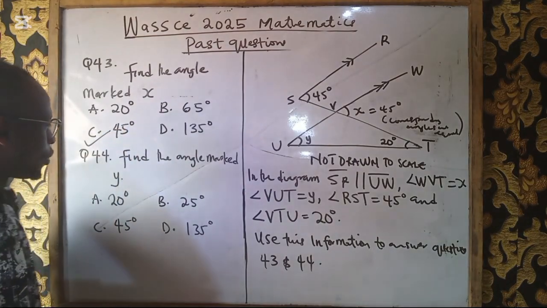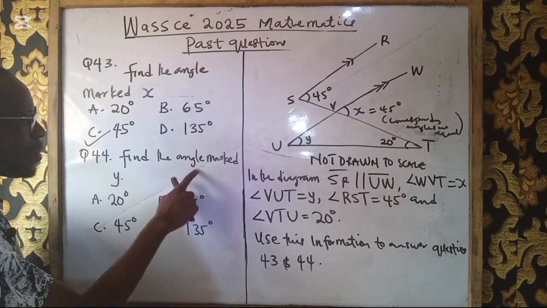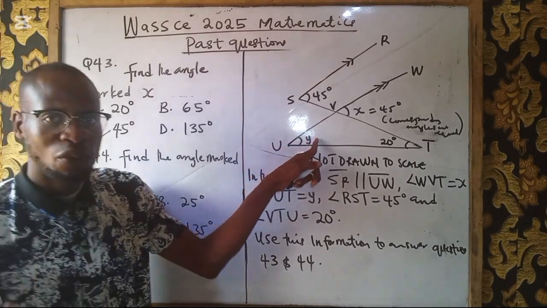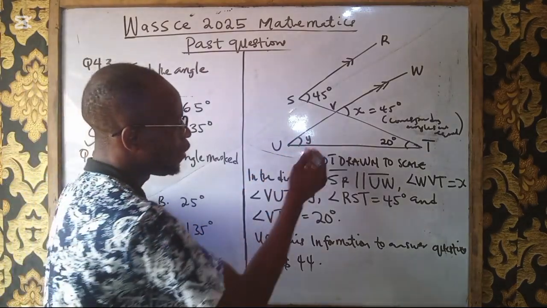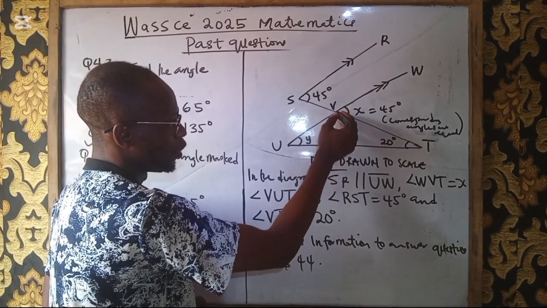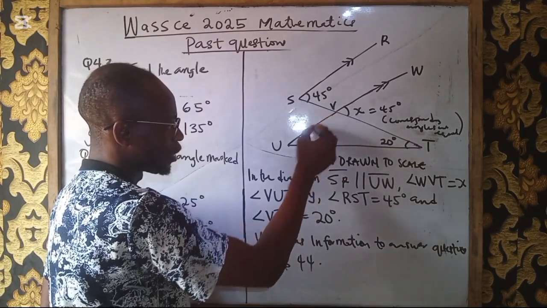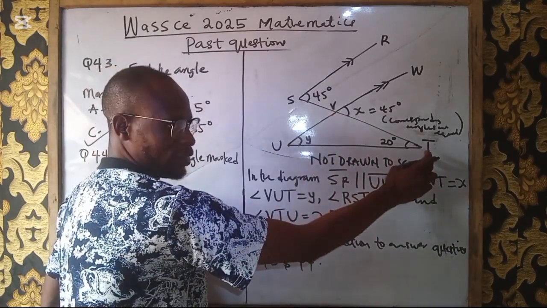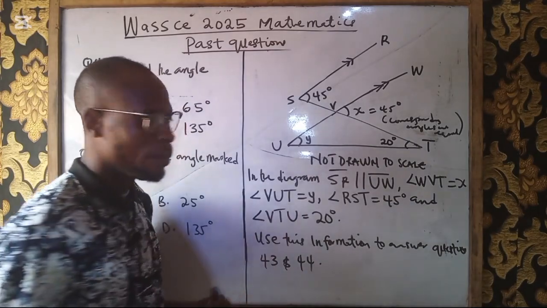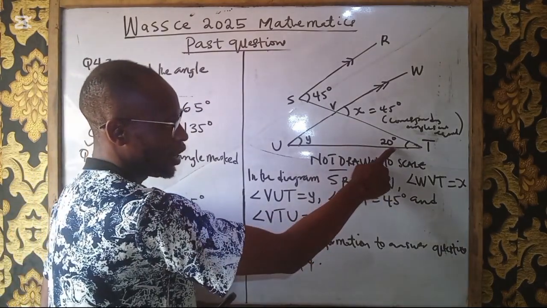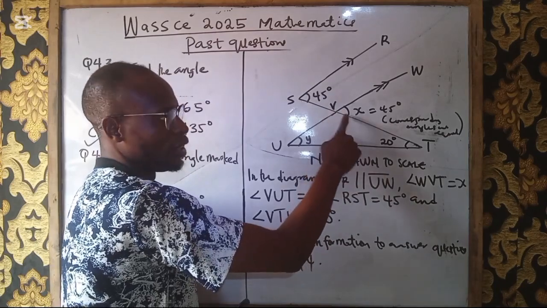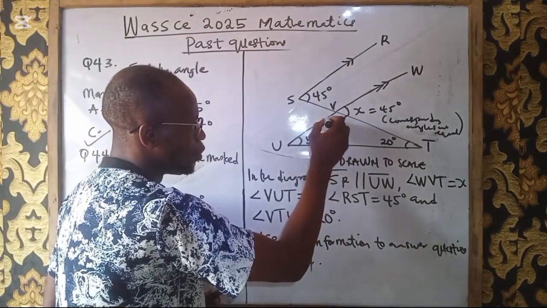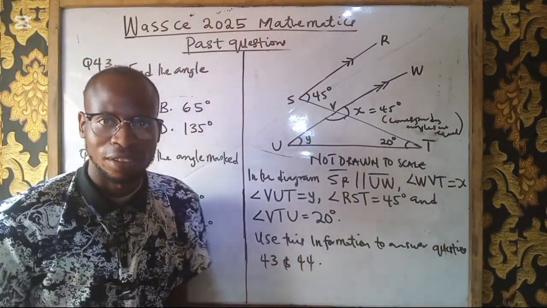Now let's move over to the next one. Find the angle marked Y. So where is Y? Which is this? Now if you look at what we have here, Y falls inside the triangle, because if I take this triangle here, I'll have VUT as my triangle over there. But my problem here is that I have this angle here, I don't know this other angle. I've already gotten this side with 45. So I can find the angle over here by using what? Sum of angles on a straight line.